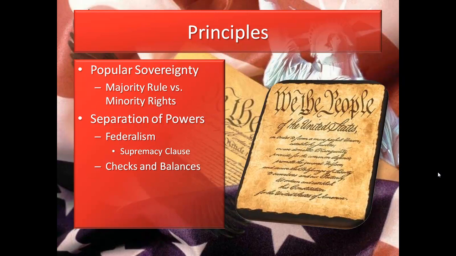We set up checks and balances whereby power is divided between our three branches of government. There are things that the president can do to stop things Congress does. We'll talk about that later. There are things Congress can do to stop what the Supreme Court does. And the Supreme Court can rule anything that either of the other branches does is unconstitutional.